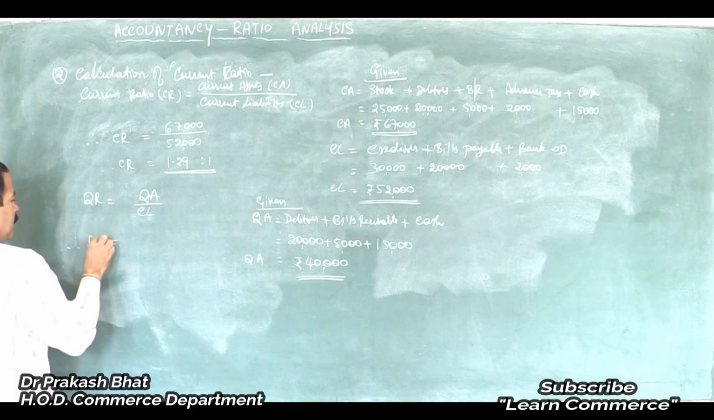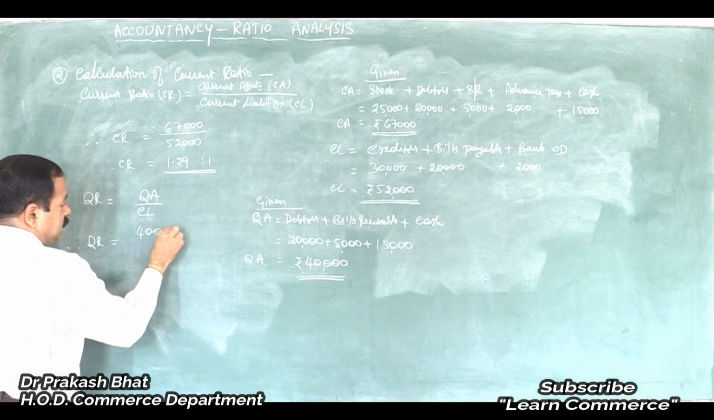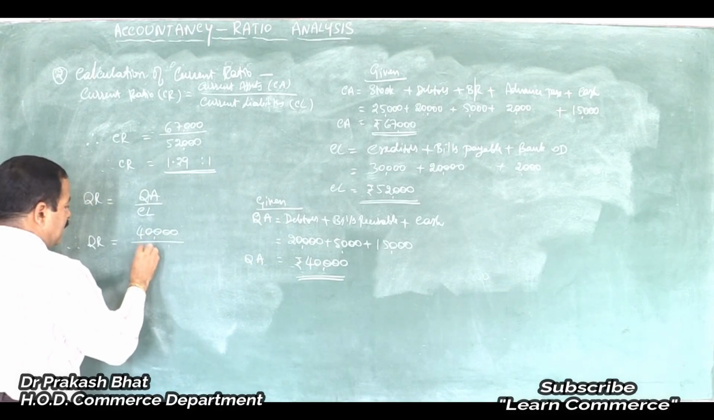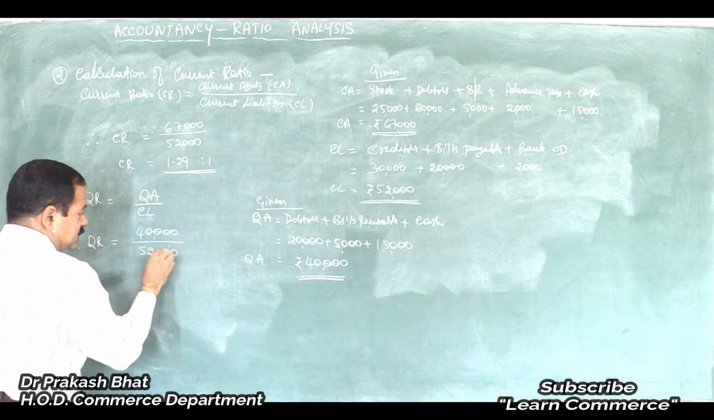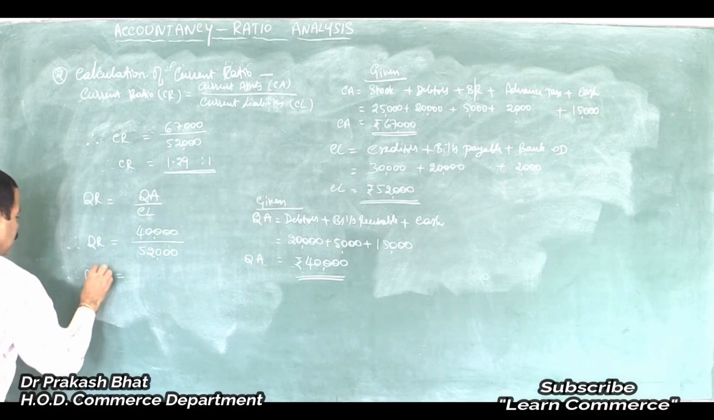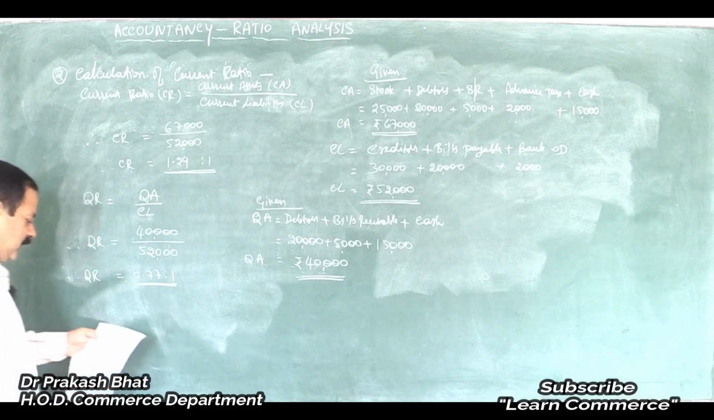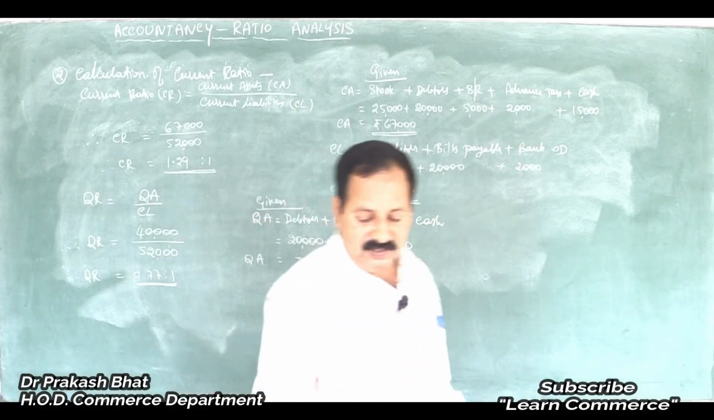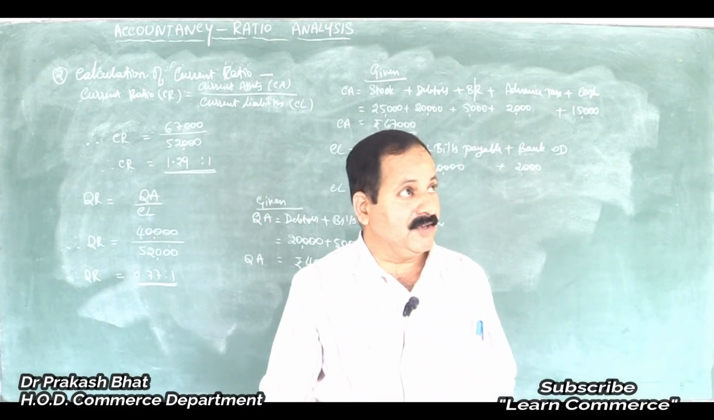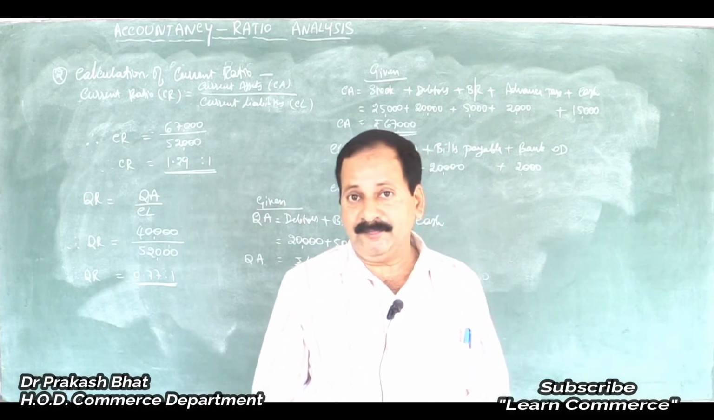Therefore, quick assets divided by current liabilities, which you have already calculated as 52,000. Is it correct? What is the ratio? 0.77 is to 1. Therefore, quick ratio is equal to 0.77 is to 1. That's all. So this is how you have to solve a problem whenever current ratio and quick ratio are asked.